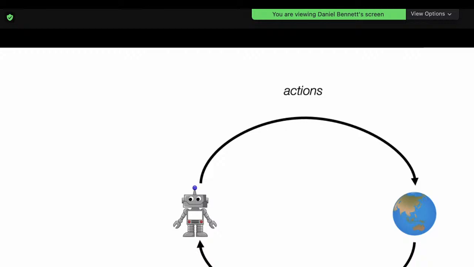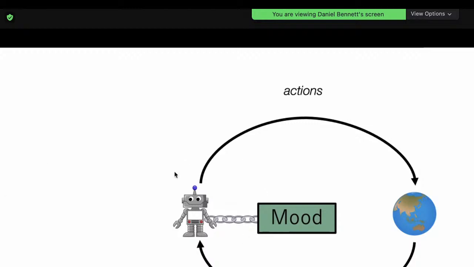So the question we're trying to ask here is, if these algorithms are good for learning behaviors, why should it be the case that humans and also non-human animals aren't just involved in this circuit, they're also dragging this affective state, this mood state, along with them? Why might that be there?